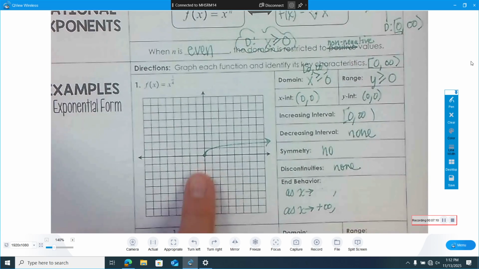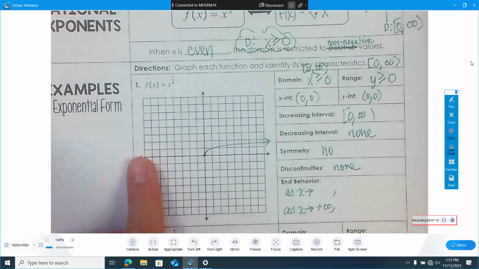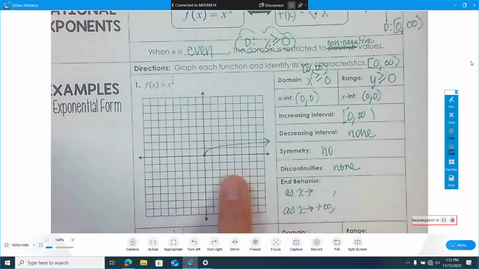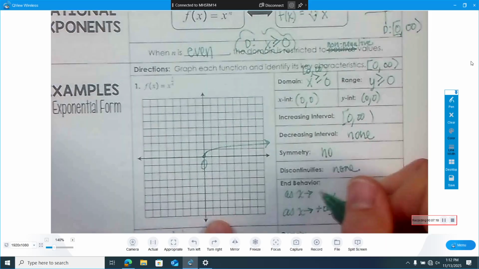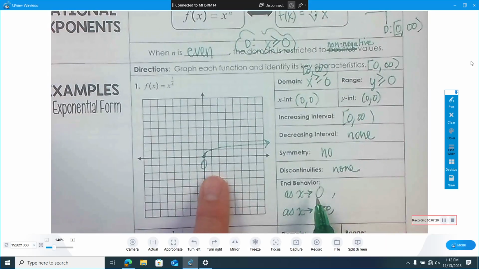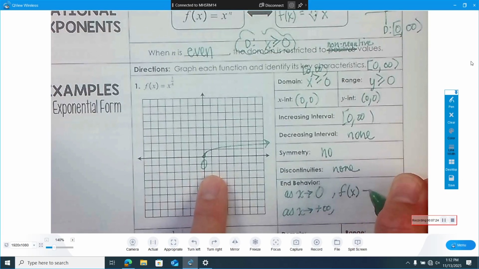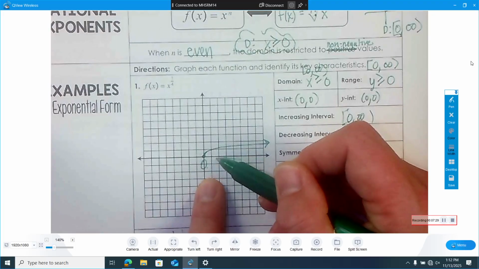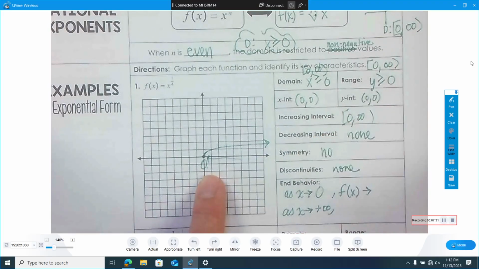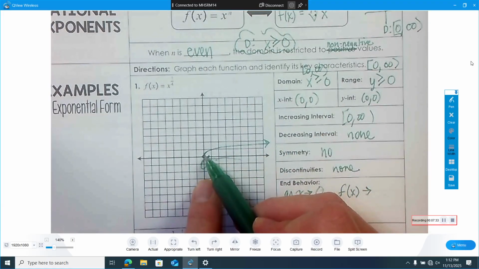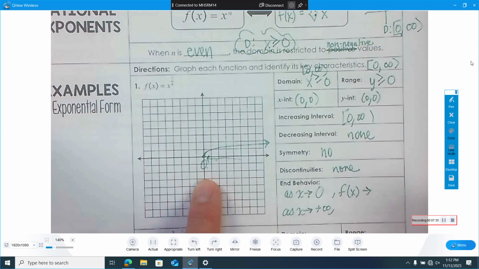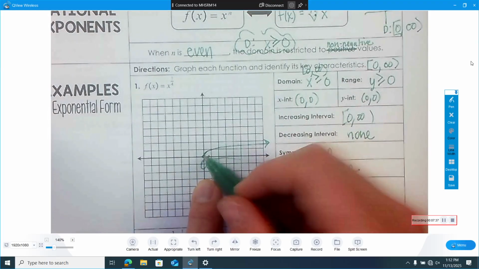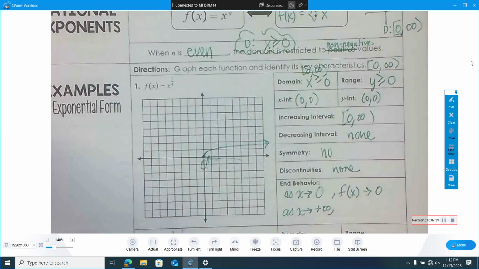Why not? Is there anything over here? No. So how far to the left can x go? 0. Oh, it can go to 0. Okay. So as x approaches 0, what does our function approach? As we are moving to the left, what is our function doing? It's stopping at 0. F of x is approaching 0.